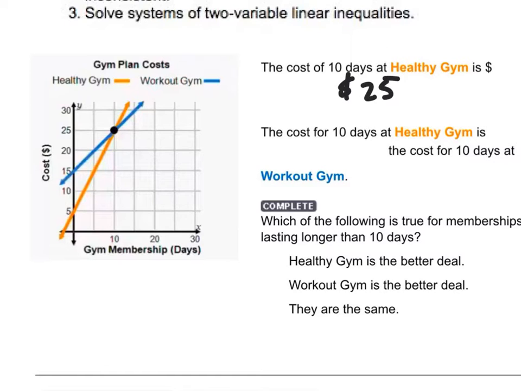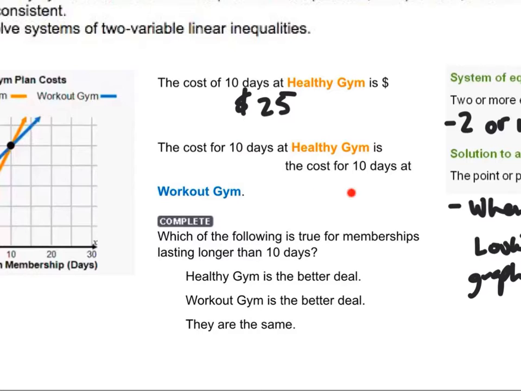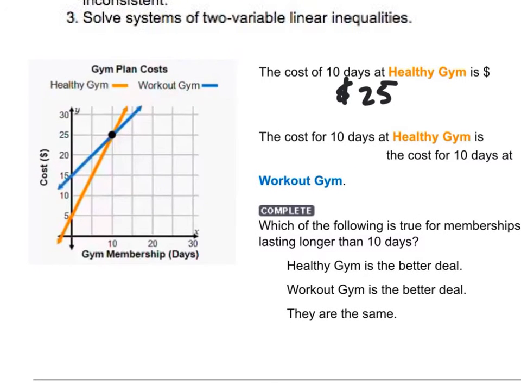And what we also notice is that that's the same point as the cost of the workout gym. The workout gym also has a cost of $25, and so that's shown here. The cost for 10 days at the healthy gym is the cost for 10 days at the workout gym. So which of the following is true for memberships lasting longer than 10 days? What we notice is that the healthy gym, even though you have this initial cost of $5, the rate at which you pay per day is far greater than the rate at which you pay at the workout gym.